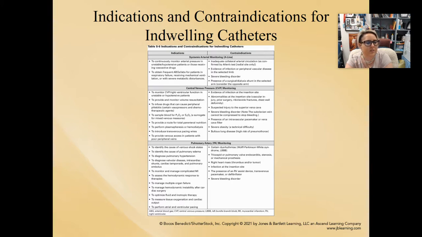Contraindications are evidence of infection at the insertion site, abnormalities at the insertion site, suspected injury to the superior vena cava, severe bleeding disorder, presence of intravascular pacemaker or vena cava filter, severe obesity can be a problem, embolus lung disease.